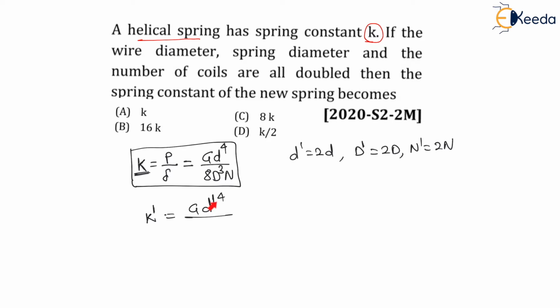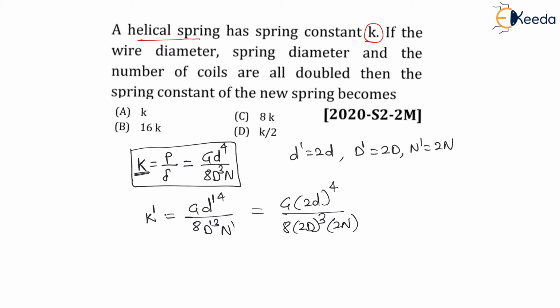It is d dash, my dear students, it is not d. It is d dash power 4, right? Divided by 8 D dash cube. It is not D, it is D dash power 3 and N dash, which is nothing but G into 2d power 4 divided by 8 into 2D power 3 into 2N, right?